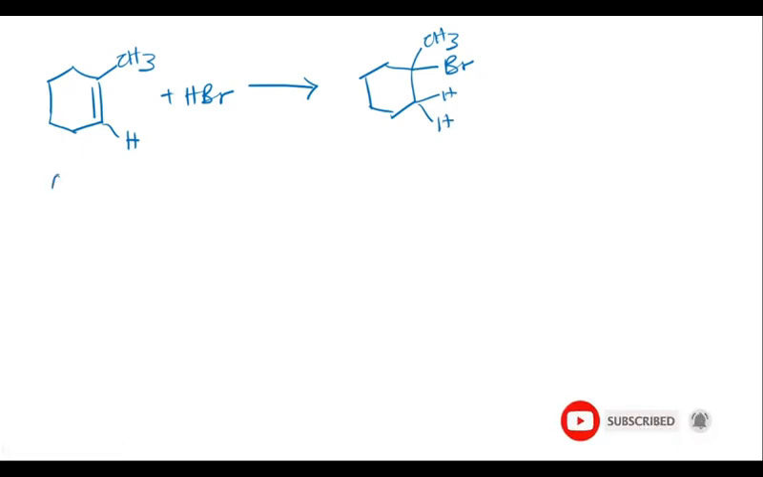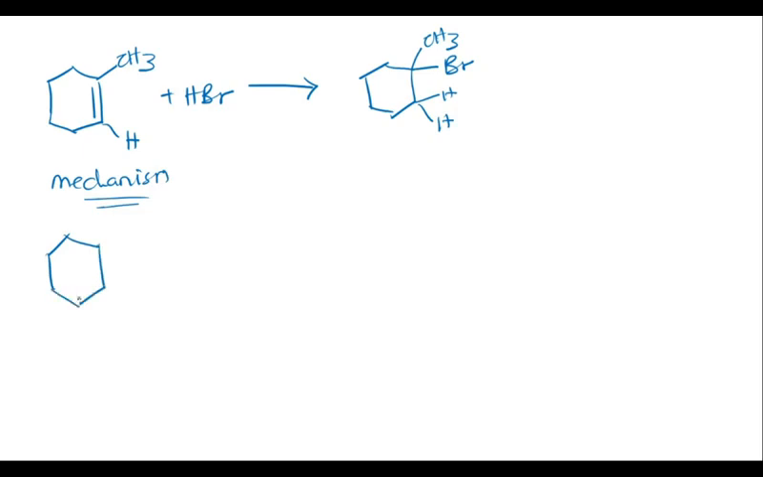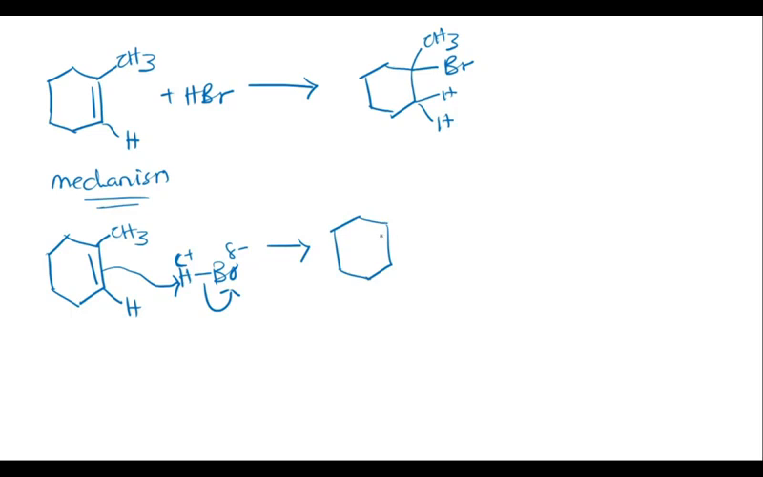So let's look at the mechanism. By now we are all comfortable with how this reaction goes. That is, it goes via the Markovnikov addition. So we know our HBr, this is partially positive, this is partially negative. So the double bond will attack the proton, expelling the electrons onto the bromine. So we no longer have the double bond.